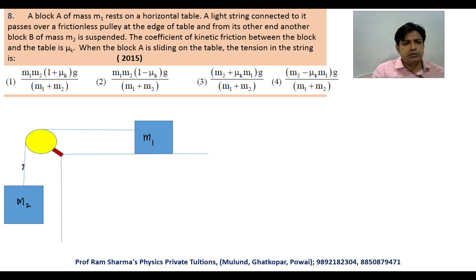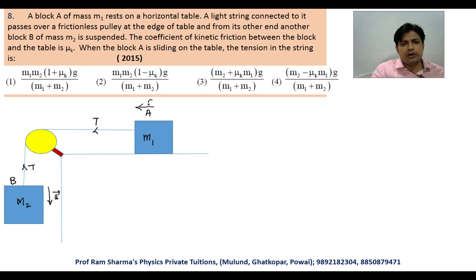This is the tension, and this is again the tension in the string, and it's obvious that there is a force of friction also, because this table is not smooth, it is having friction. The coefficient of kinetic friction between the block and the table is mu k. When the block A is sliding on the table, the tension in the string is... I'll just give them names. This is your block A and this is your block B, correct? So let's draw the diagram. And the direction of acceleration is obviously like this. This is going downwards and this is moving towards left.